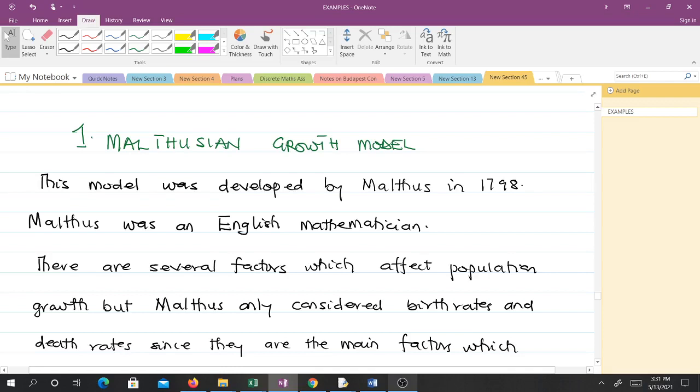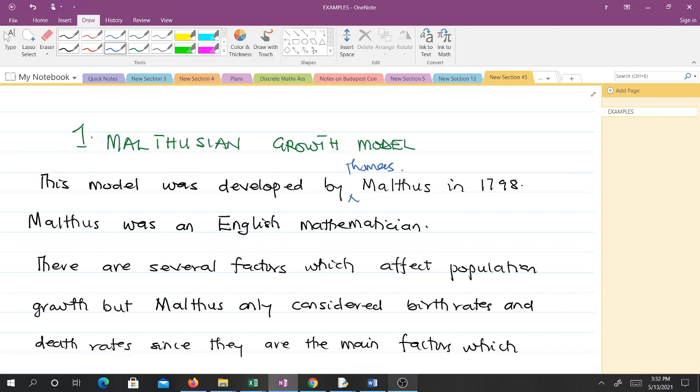The Malthusian model was developed by Thomas Malthus in the year 1798. Malthus was an English mathematician.